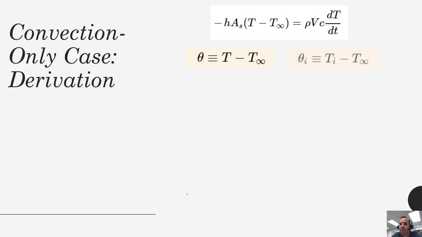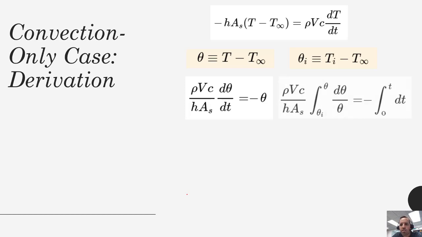We also want to define our initial theta. This is a transient or dynamic problem, so we care about our initial condition. If we care about how temperature is changing with time, we have to know what the temperature is at the beginning of making whatever change we're making. So our theta I is equal to our solid initial temperature minus the ambient temperature. If we make these substitutions of theta for our temperature difference, we get this form of the equation, which you can see is a fairly common form.